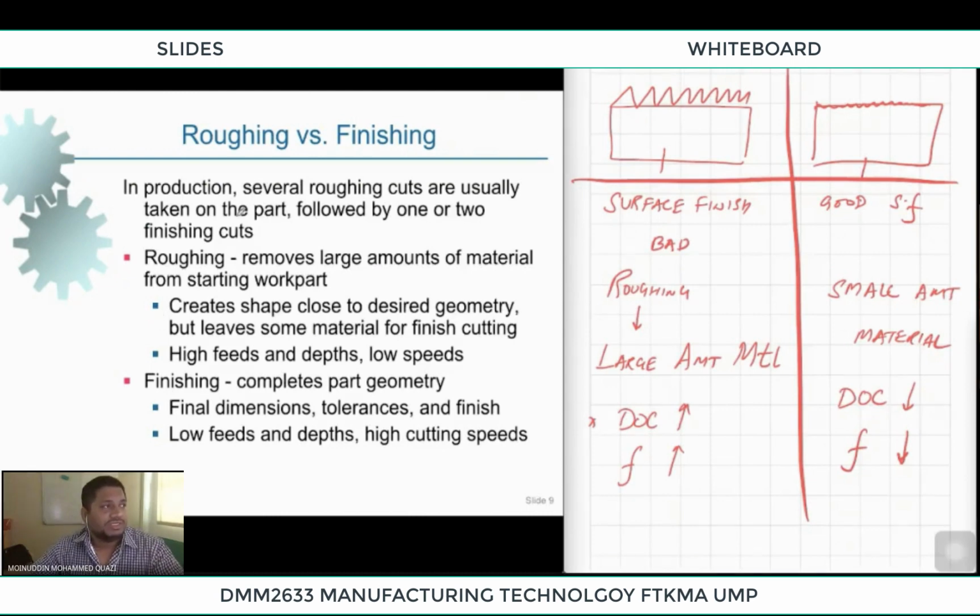So in production, several roughing cuts are usually taken on a part, followed by one or two finishing cuts. So usually first I quickly remove lots of material, and then in the last step, I will do the finishing operation slowly. Roughing removes a large amount of material and creates a shape close to the desired geometry. It is done at high speed, high depth, and can be done at low speeds also if the depth is very, very high. Finishing is always done at very low feed and depth and high cutting speed. The reason why the cutting speed is high is because I want to quickly finish my surface. So the cutting speed is high, but the feed is slow, slow, slow.